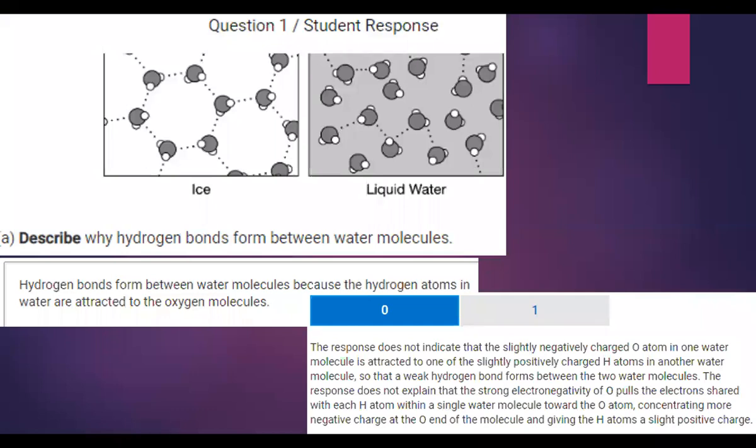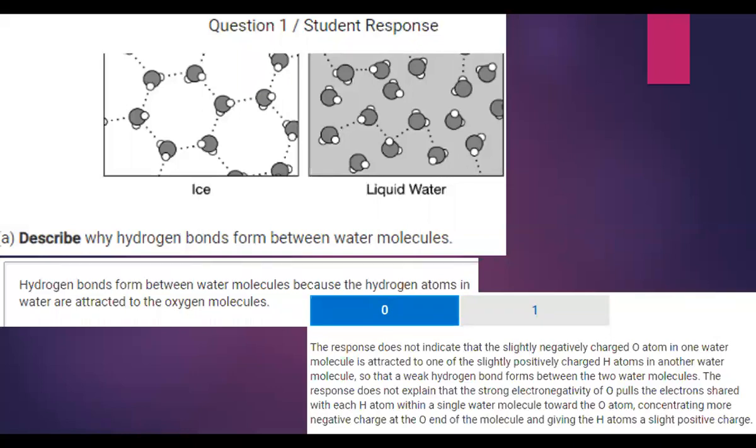So the first question was, describe why hydrogen bonds form between water molecules. This one is a describe question. So describe means I need 2 or 3 sentences. You're going to see this on your test. So when you guys see describe, I'm looking for an actual description.